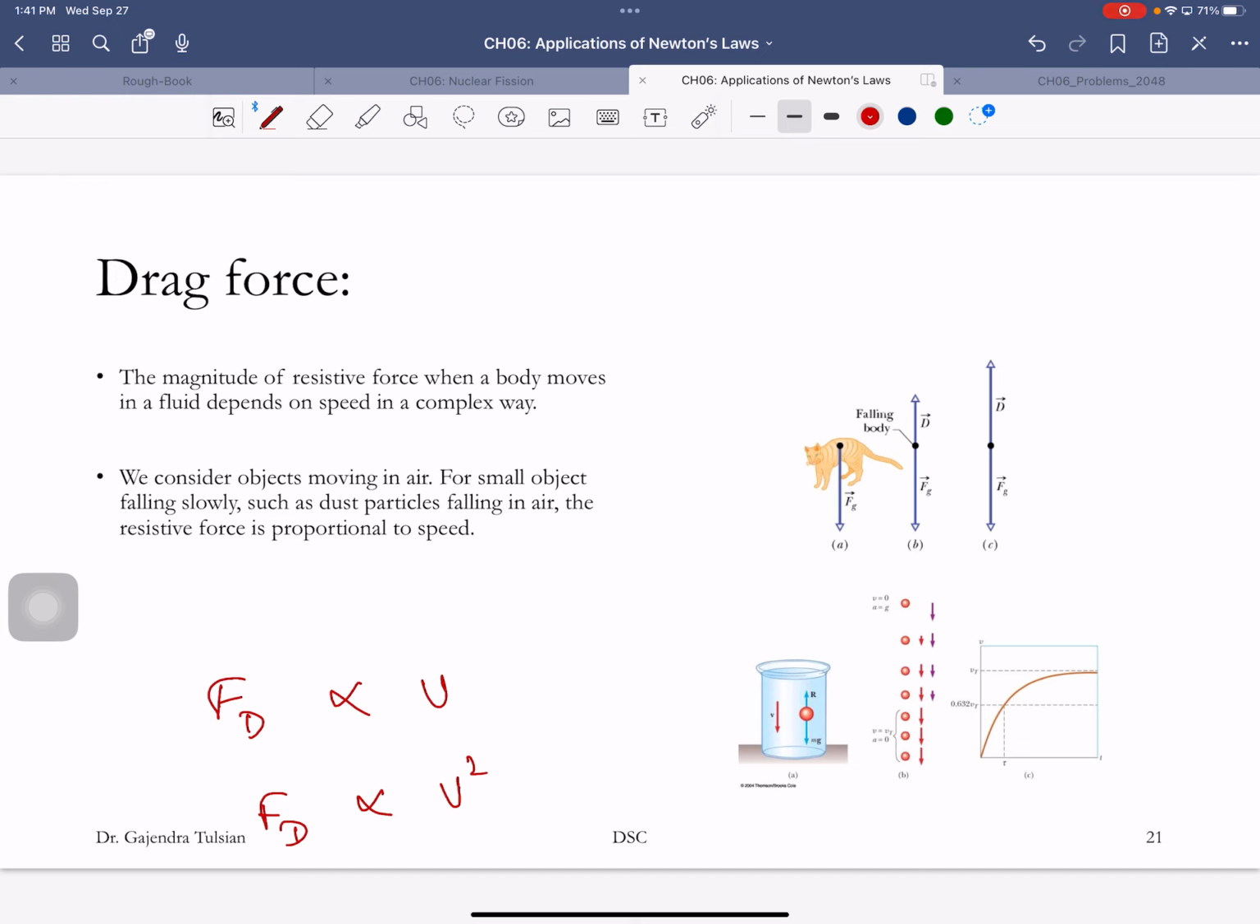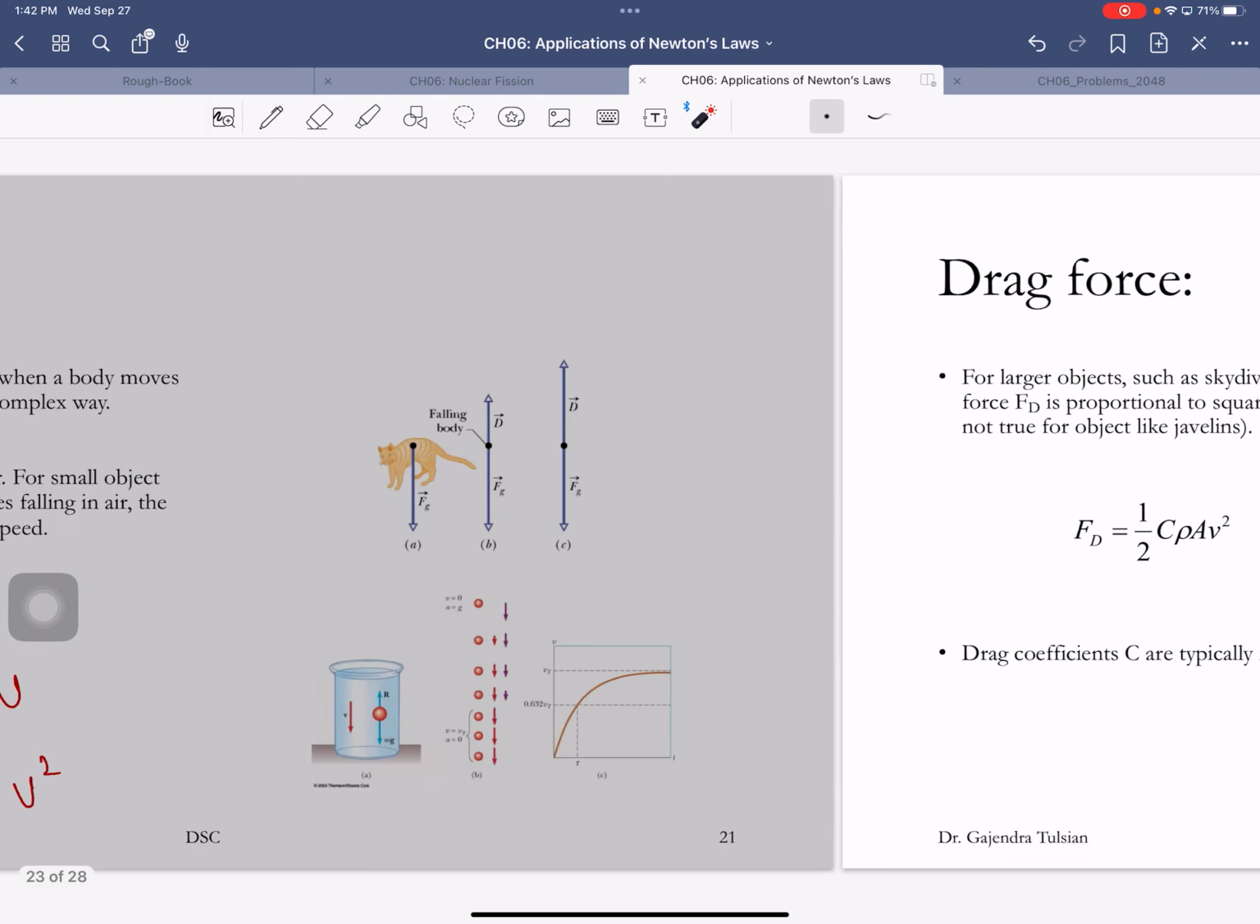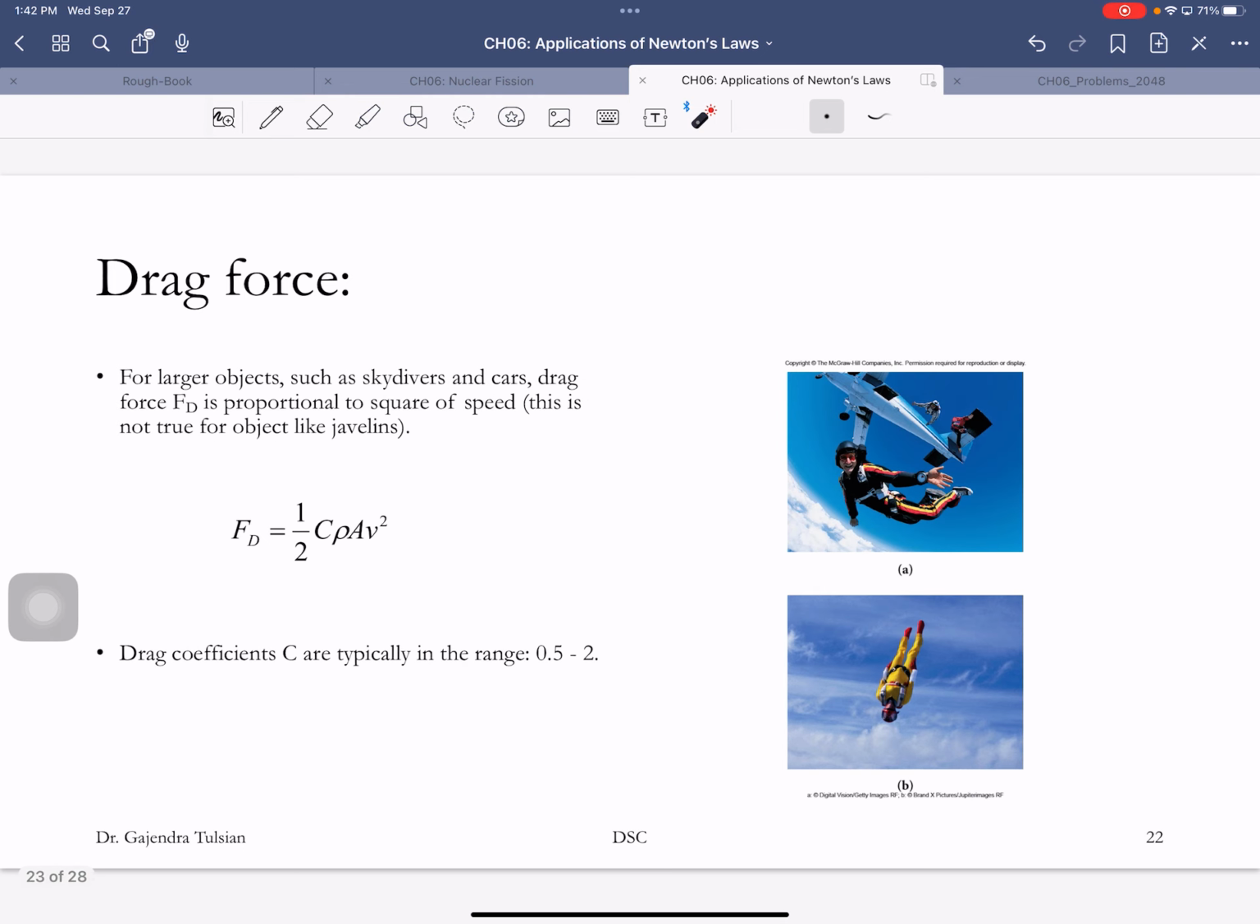All right, so drag forces, again, like I said, this is through air. For small objects falling, such as a dust particle, the resistive force is proportional to the speed. For large objects, it's proportional to v squared, the speed squared. So for larger objects such as skydivers and cars, drag force is proportional to the speed squared.